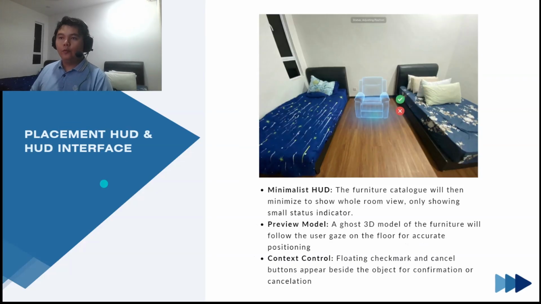And here we have the placement HUD interface. We will use a minimalist HUD. The furniture catalog will then minimize to show the whole room view, only showing a small status indicator here. And then we have the preview model. A ghost 3D model of the furniture will follow the user's gaze on the floor for accurate positioning. And lastly, for context control, a floating checkmark and cancel button appear beside the object for confirmation or cancellation.